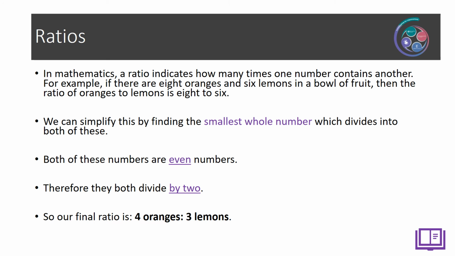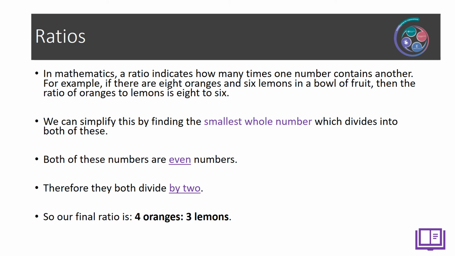So in mathematics, a ratio indicates how many times one number contains another. So for example, if there are 8 oranges and 6 lemons in a bowl of fruit, then the ratio of oranges to lemons is 8 to 6. So for every 8 oranges, we've got 6. We know that we can simplify this by finding the smallest whole number which divides into both of these. We know that both of these numbers are even numbers. They are able to be divided by 2. It's basically what even numbers means.